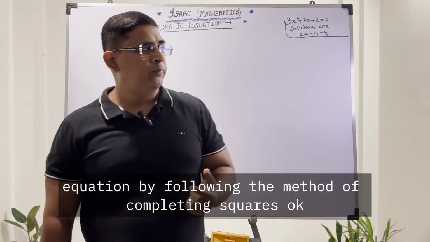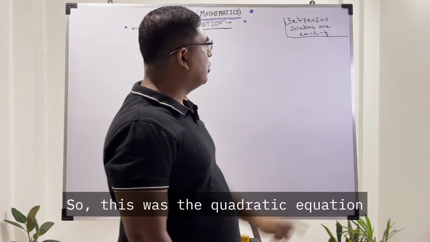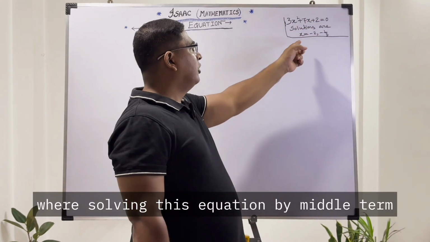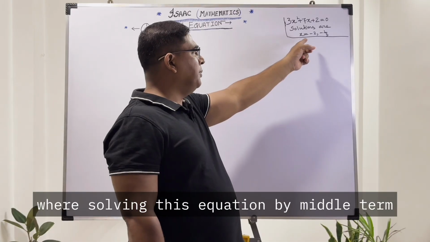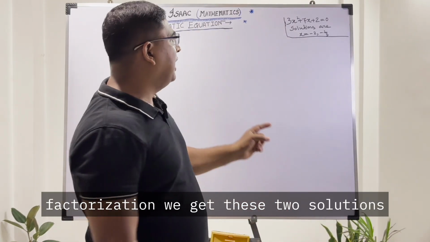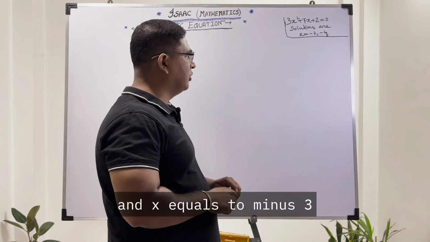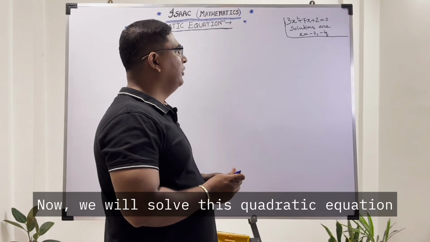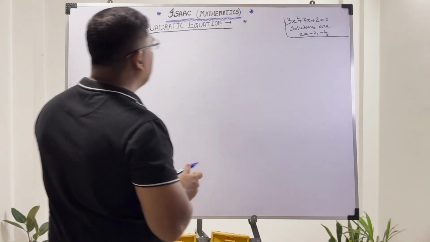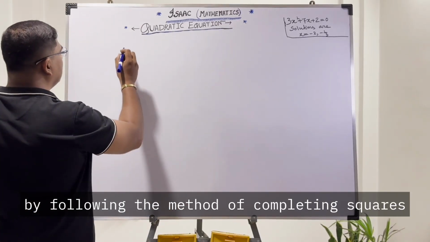completing squares. Okay, so this was the quadratic equation, where solving this equation by middle term factorization we get these two solutions, that is x equals -2 and x equals -3. Now we will solve this quadratic equation by following the method of completing squares.